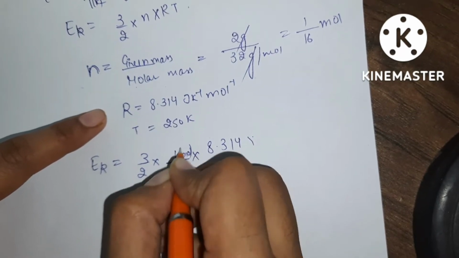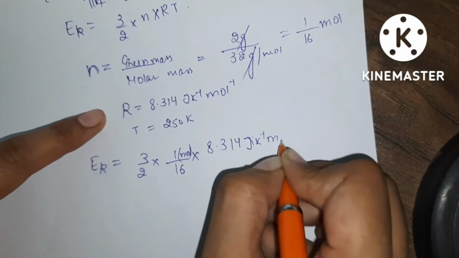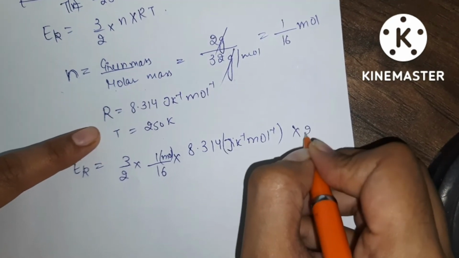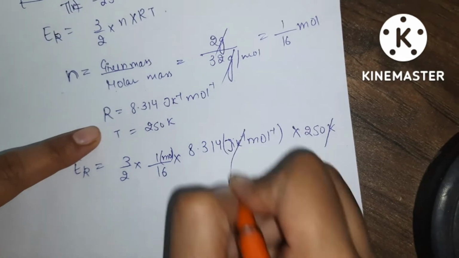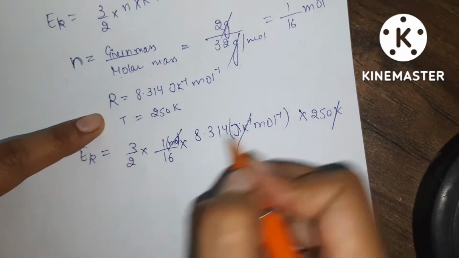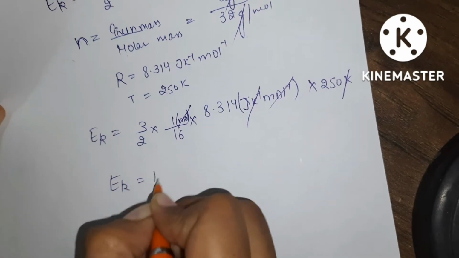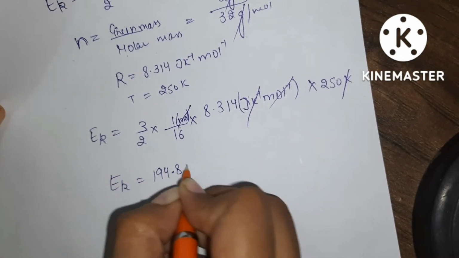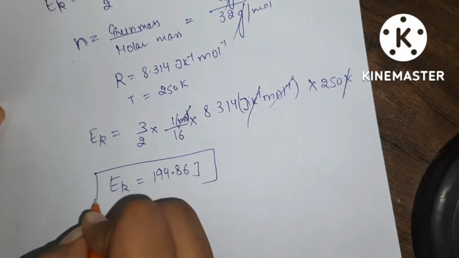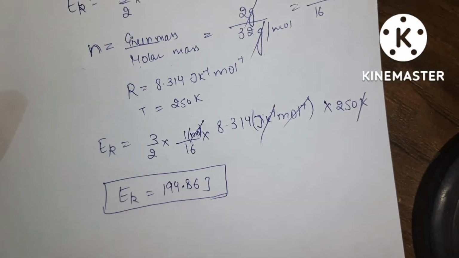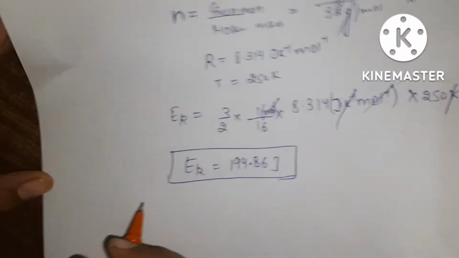So 1 by 16 mole, 8.314 joule per Kelvin per mole, into 250 Kelvin. Kelvin inverse cancels, mole inverse cancels. So E kinetic energy is equal to 194.86 joule. When I calculated this, I got this answer. If you have any doubt, you can ask me.